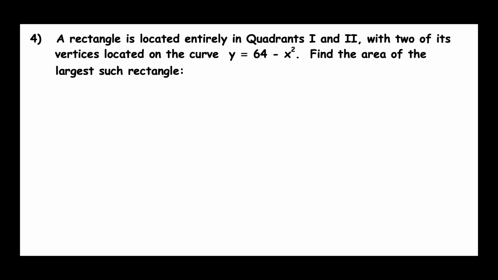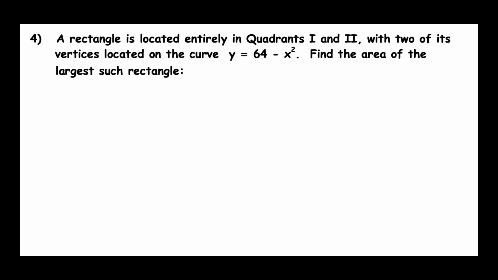Here in number 4, we have a rectangle. It says it's located entirely in quadrants 1 and 2, so it's going to be above the x-axis the whole time, with 2 of its vertices located on that curve, y equals 64 minus x squared, which is an upside-down opening parabola. Find the area of the largest such rectangle.